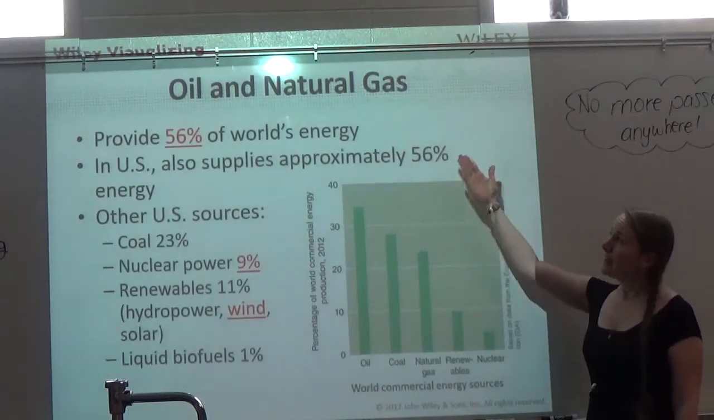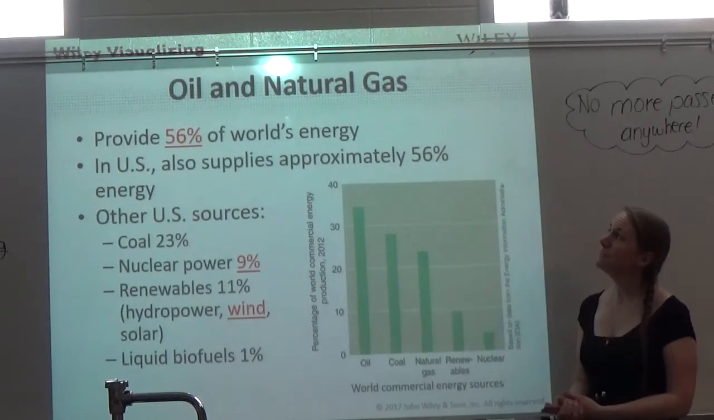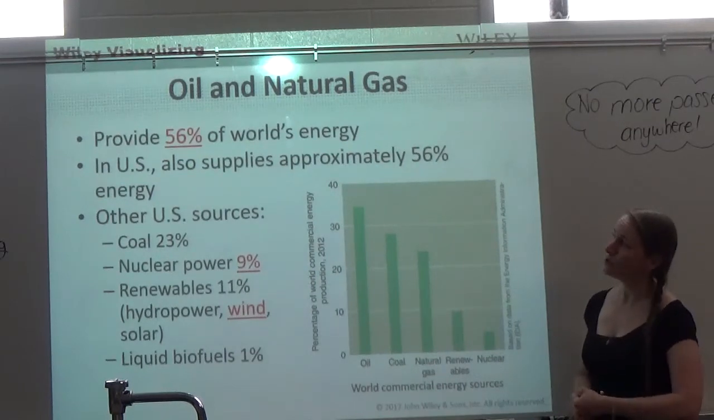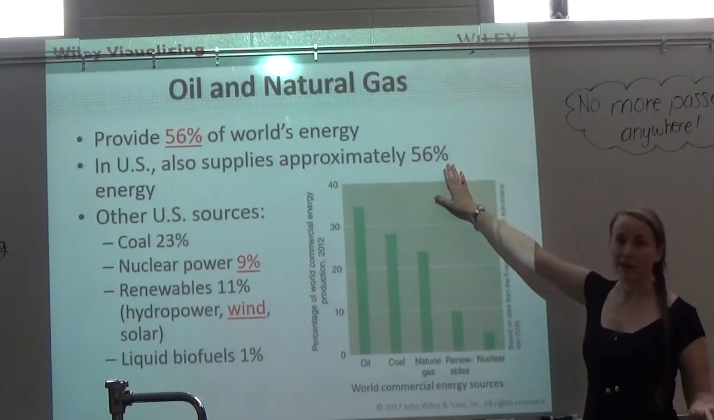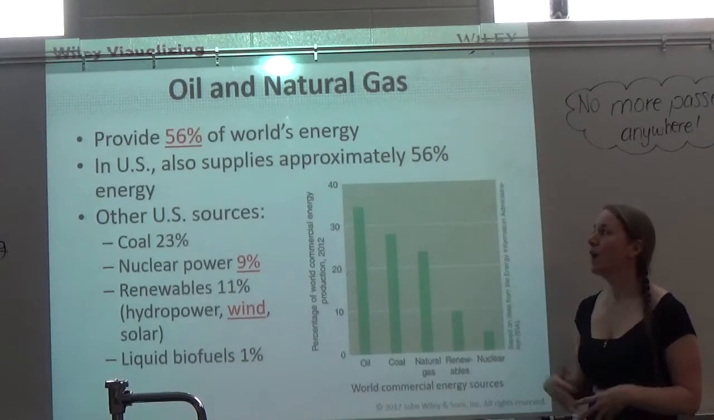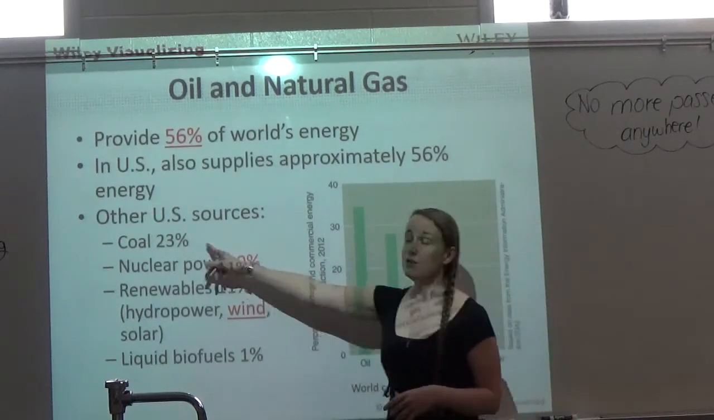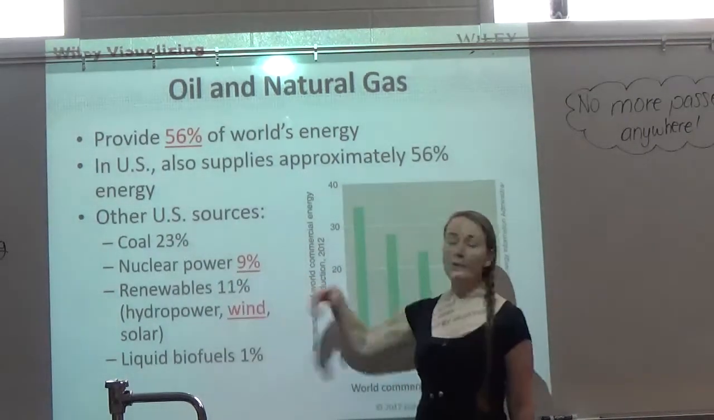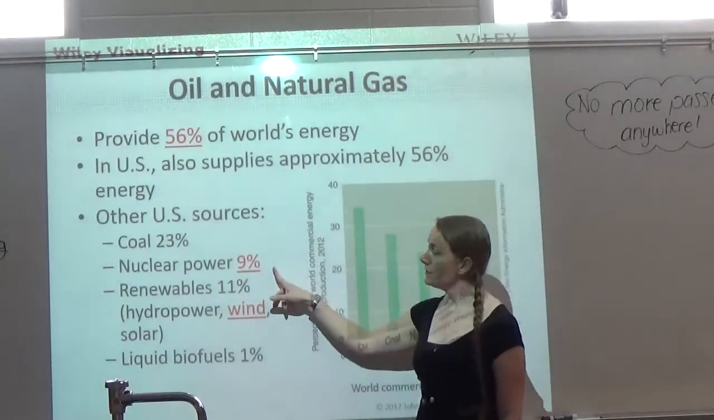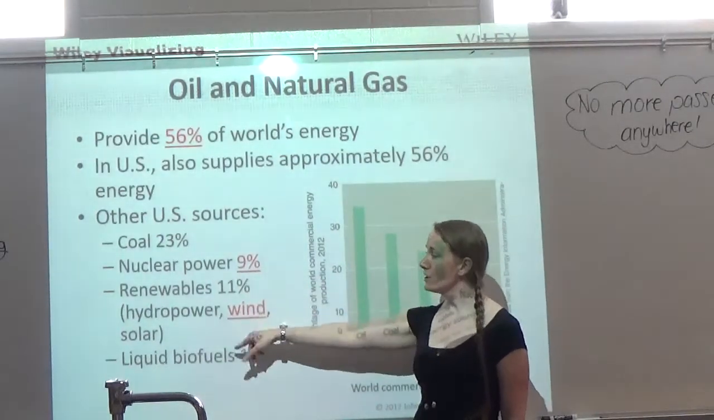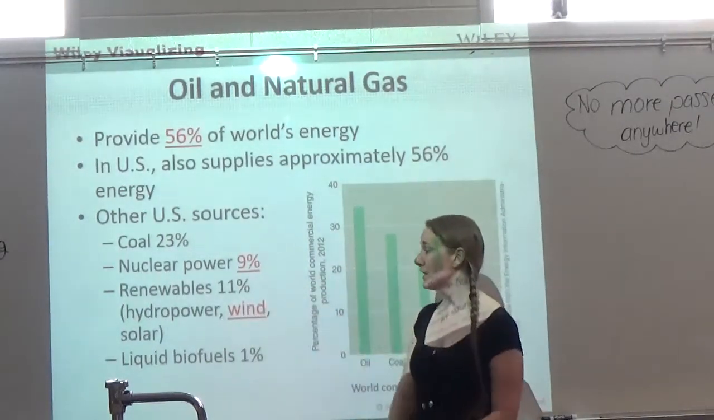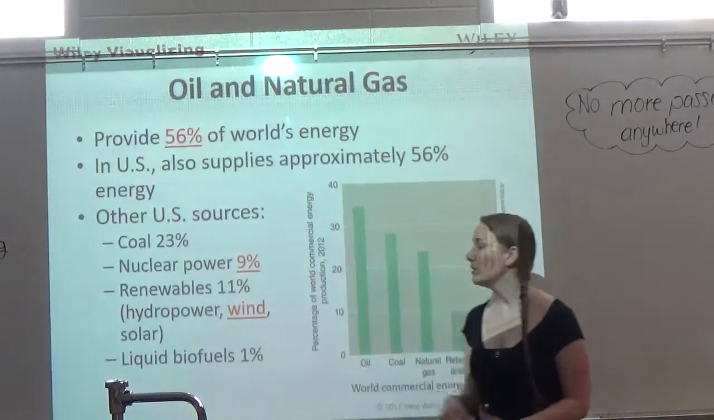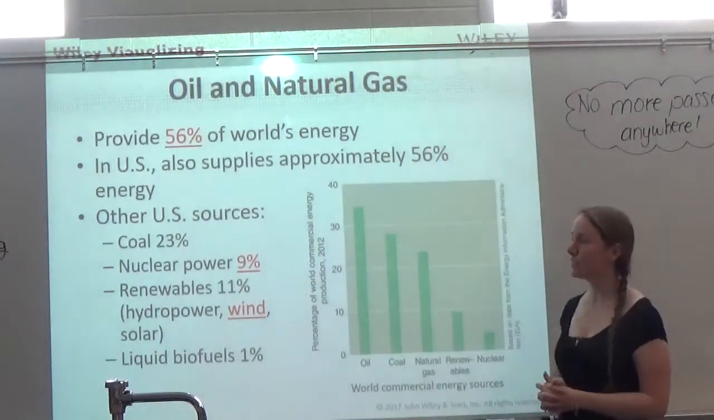So oil and natural gas, they provide 56% of the world's energy. In the U.S., it provides about 56% of our energy. Other sources that we use is we like to use coal, 23%, nuclear power, which we'll talk about later, 9%, renewables like hydropower, wind, and solar, we'll talk about those in the next chapter, 11%, and liquefied biofuels, 1%. We'll talk about those later too.